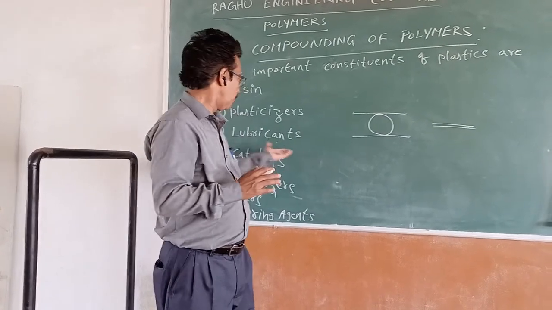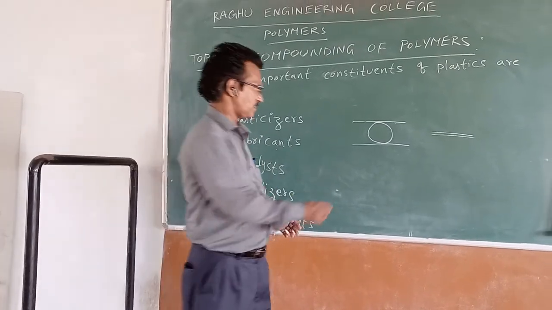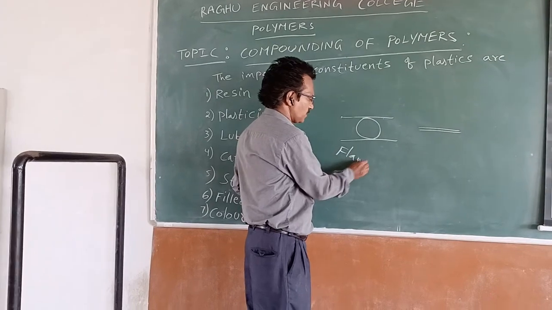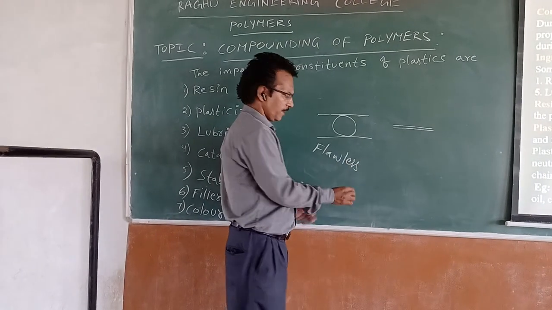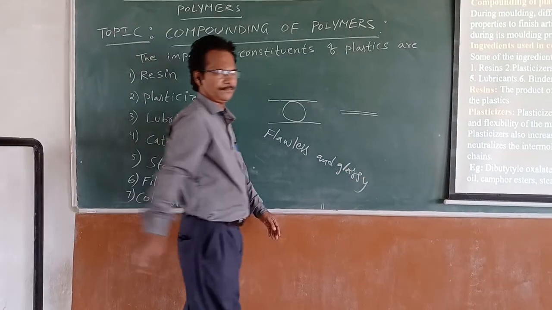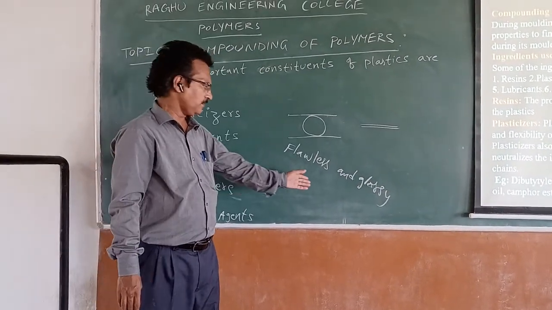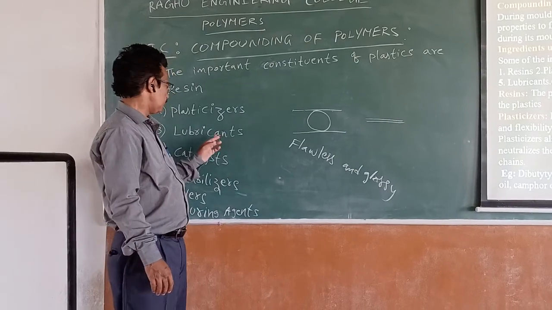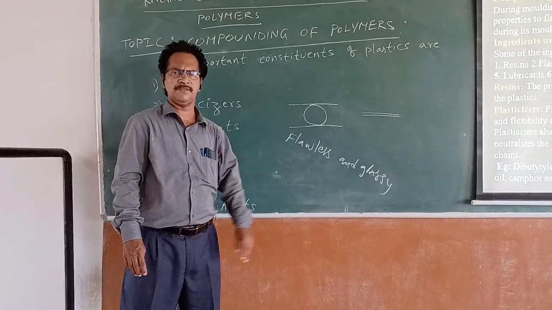So when you add these particular lubricants, it gives a flawless finish. So the main function is flawless, that means no defect, okay, and also glossy finish. Glossy means shiny, which attracts the customer. So these are the main duties of these particular lubricants: flawless and glossy finish.